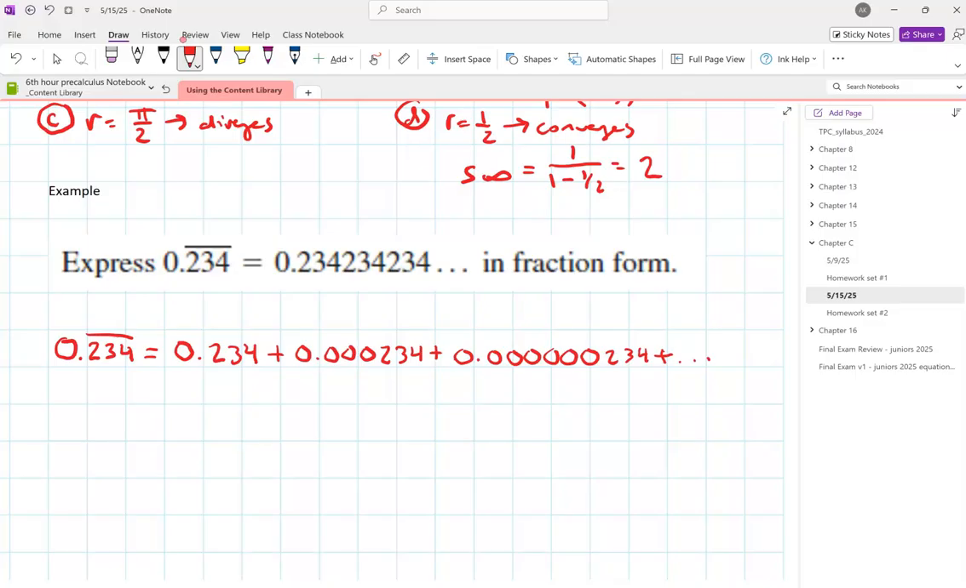Does that feel okay there? No big deal, right? So this is now an infinite geometric series.